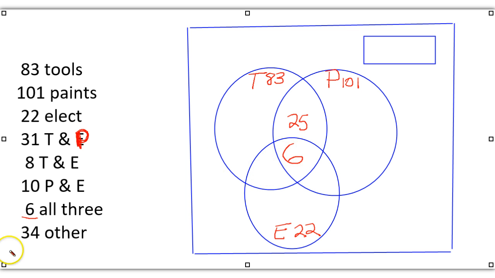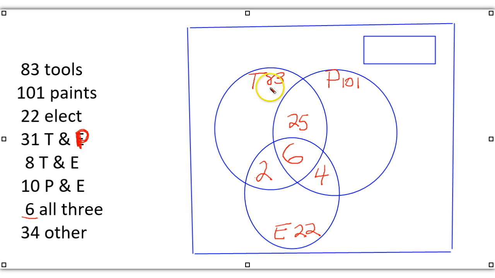The T and the E, there were 8, but if we take away the 6 from the 8, that will leave us here with 2. So we'll erase that and put a 2 there. Now the P and the E, they were 10, but there were 6 here, so it's going to be 10 minus 6 will give me 4. So again, using the technique that we mentioned in our textbook, by starting with the innermost and then working out, we can sort of trim our numbers.